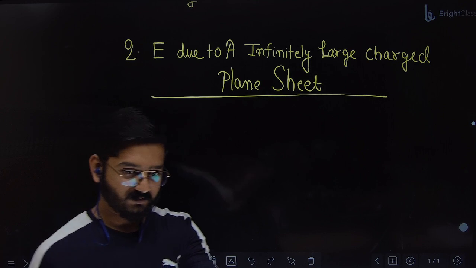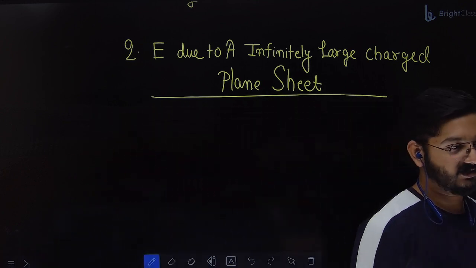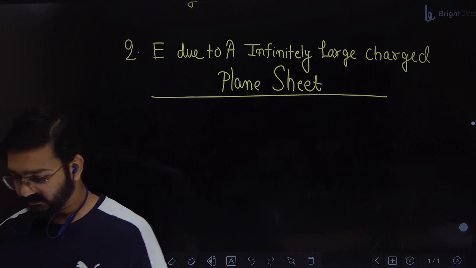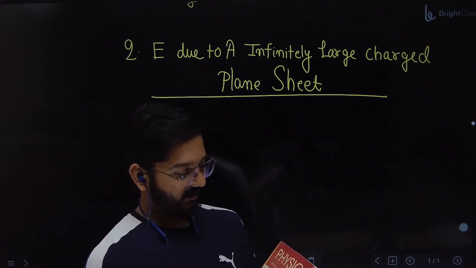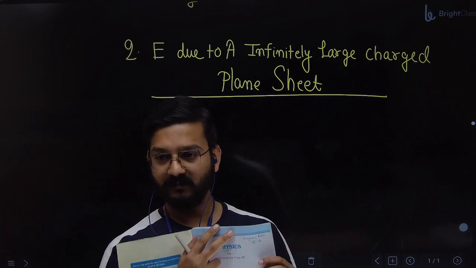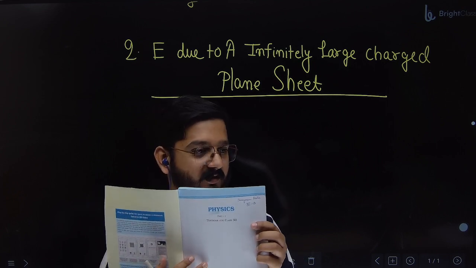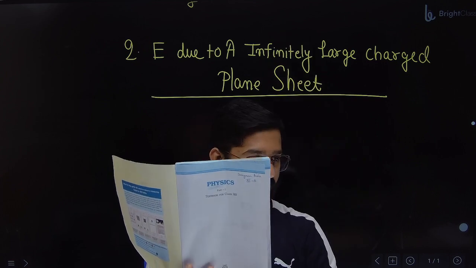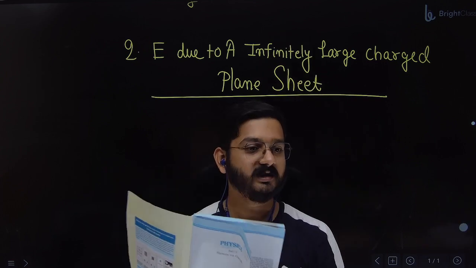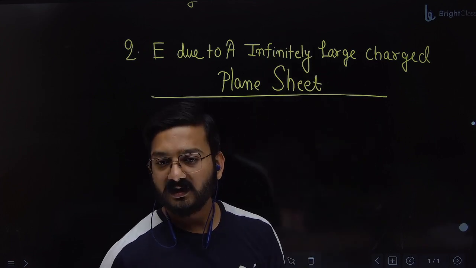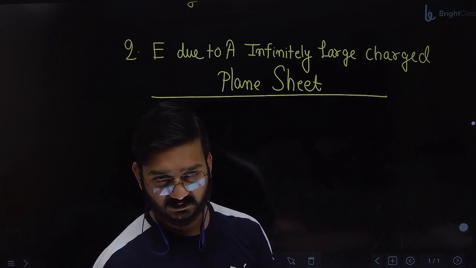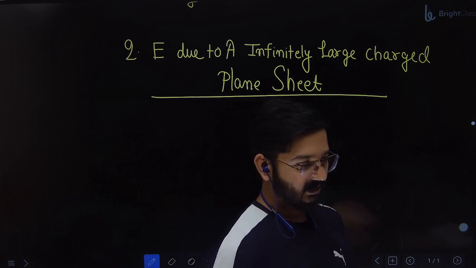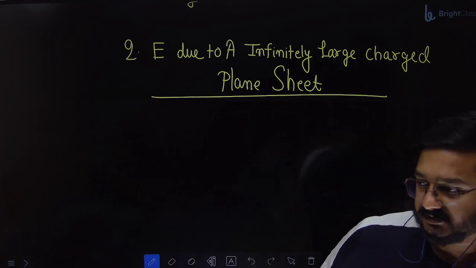The page, the notebook in which you are writing, is basically a plane sheet. Suppose if you see this textbook, if I open one page, this is basically a plane sheet. If you extend it from all the ends, from the top, bottom, left, right, it will be an infinitely large plane sheet. So we need to find the electric field due to an infinitely large plane sheet.